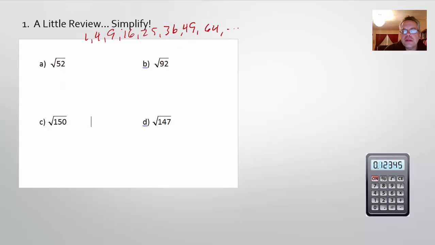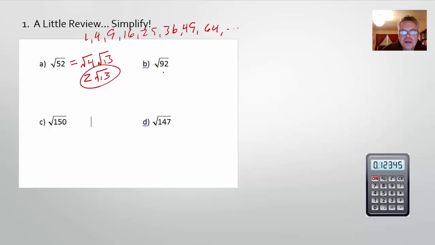So we have to find the largest one that goes into 52. And if no perfect square goes into it, we're done. It's already simplified. But 4 goes into 52. So we write this as square root of 4 times square root of 13. The square root of 4 we can find. That's 2. So we're left with 2 times the square root of 13. Done.